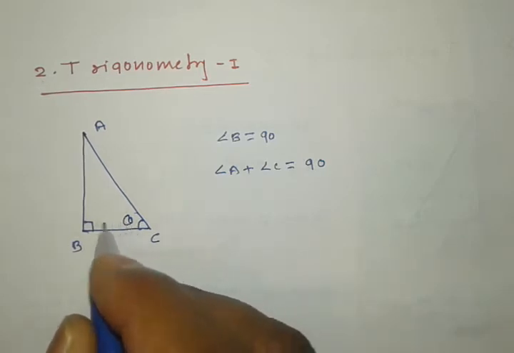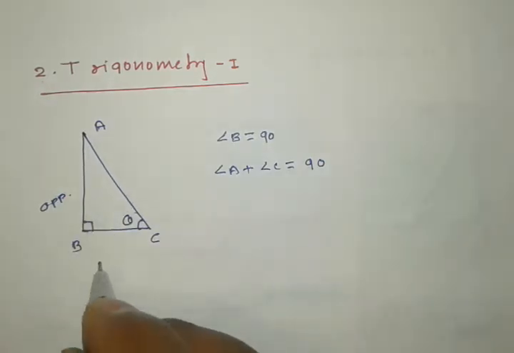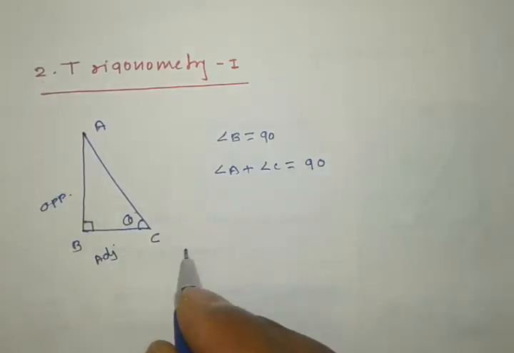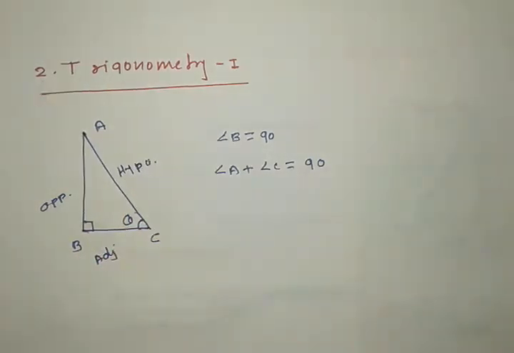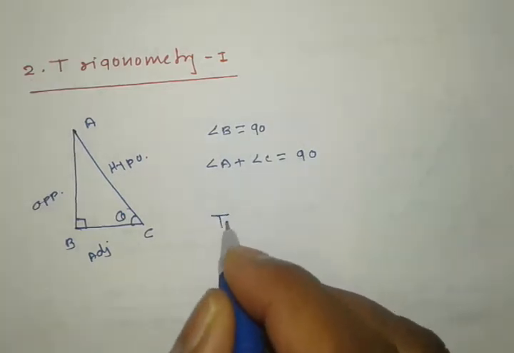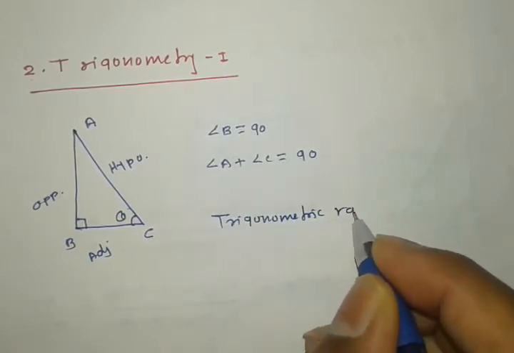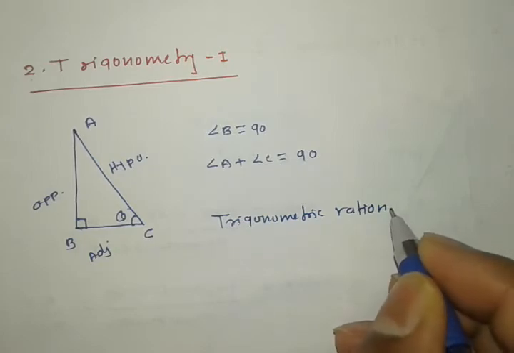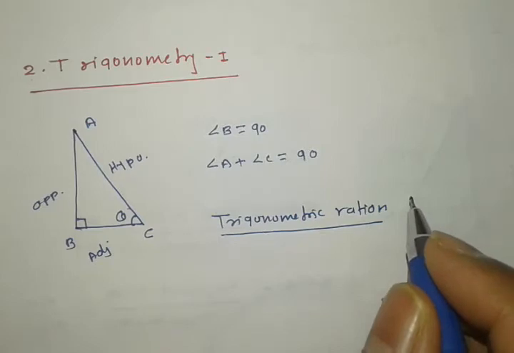Then the opposite side is AB, BC is the adjacent side and AC is the hypotenuse. Now in trigonometry, there are some trigonometric ratios. There are 6 trigonometric ratios in total.